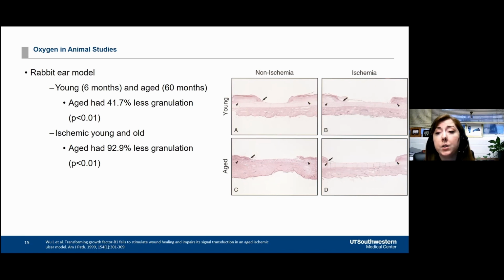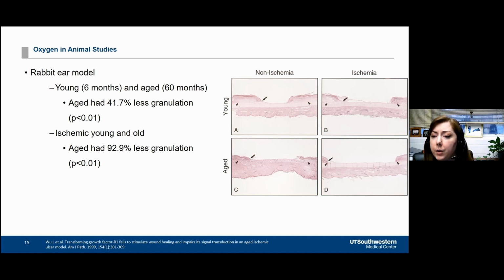So they decided to do a couple of different experiments. First, they said, okay, if we wound an ear on this rabbit and compare young rabbits who are 6 months to aged rabbits who are 60, which evidently is quite old for a rabbit and very old for a lab rabbit, they said, okay, let's see if there's a difference between just the age. So on the left, under non-ischemia, these are rats who have normal blood flow.